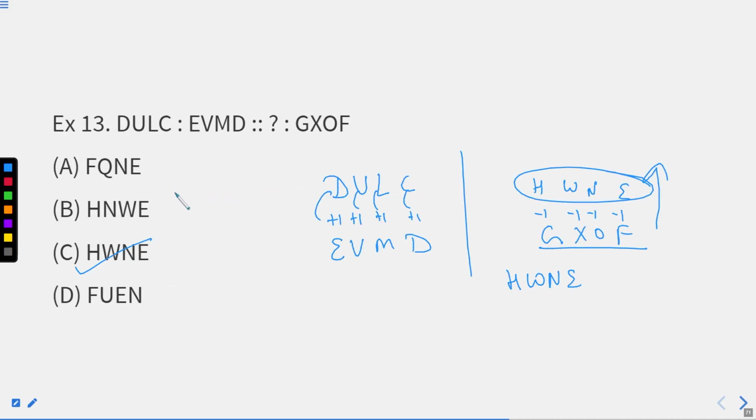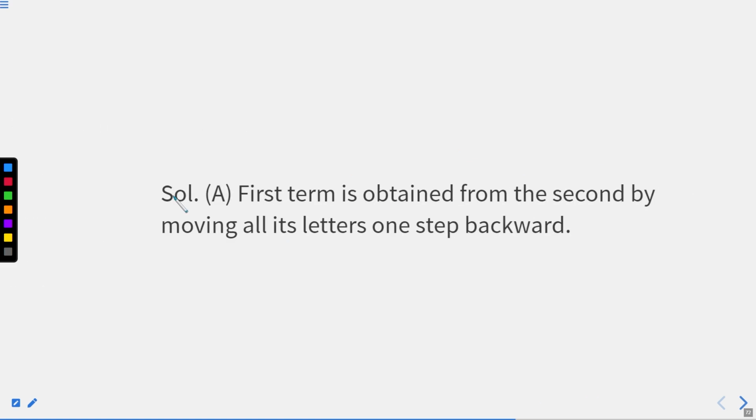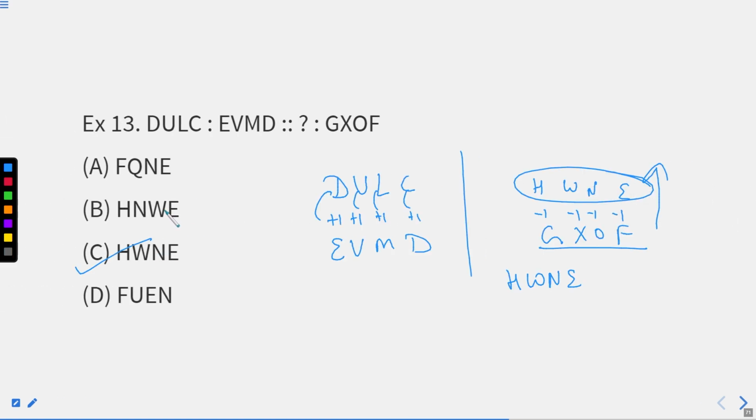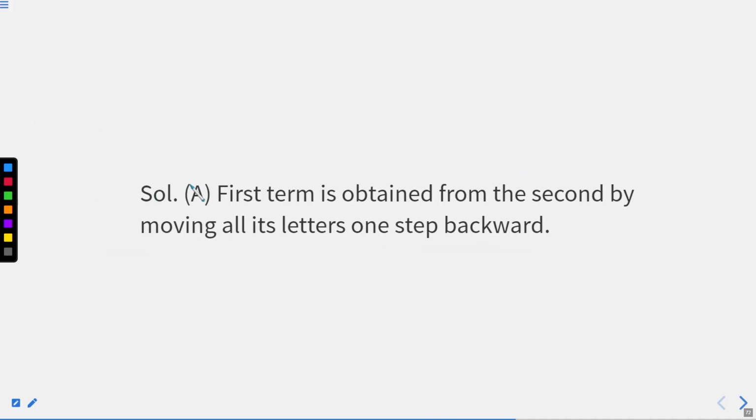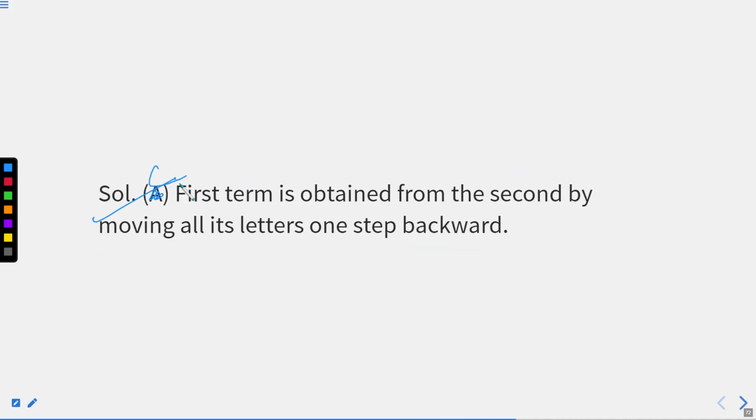Option A is your answer? No, just rewrite it. Option C is your answer. Just a second. Okay, option C is your answer, not A. Just correct it.